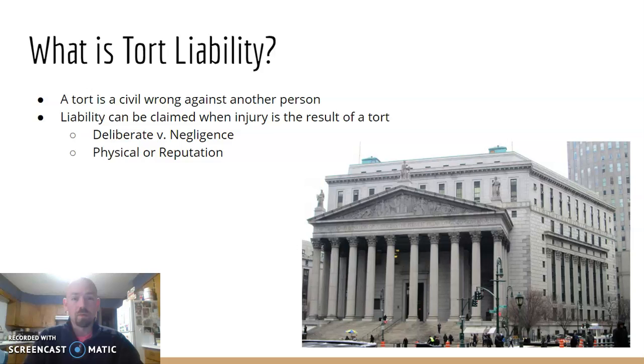So when injury is the result of a tort, it could be deliberate or it could be negligence. All the cases that we're going to talk about today are referring to negligence, though generally the cases in which schools are found liable tend to fall on the deliberate side of tort cases. They can injure your physical being, and we'll see those in a couple of quick cases here, or it can injure your reputation as well. So both of those would fall into the realm of tort liability. So we're going to jump right in. We're going to look at 5 cases here.